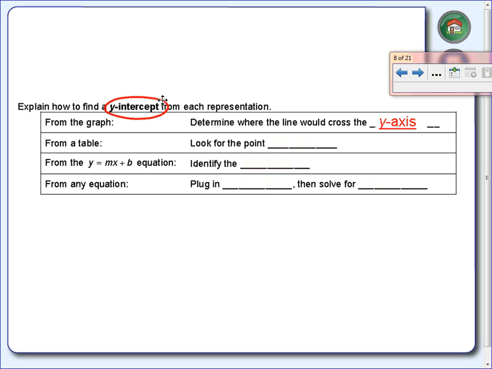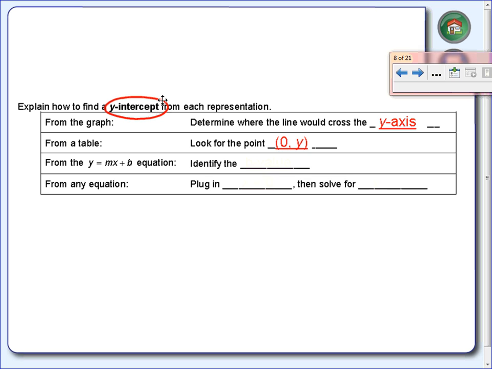But what if instead of giving you a graph, I gave you a table instead? How would you find the y-intercept if I gave you a table? You're looking for what point? There you go. You're looking for 0 something. You're looking for an ordered pair that looks like (0, something). What is the other thing? What other thing? Oh my God, I can't see.